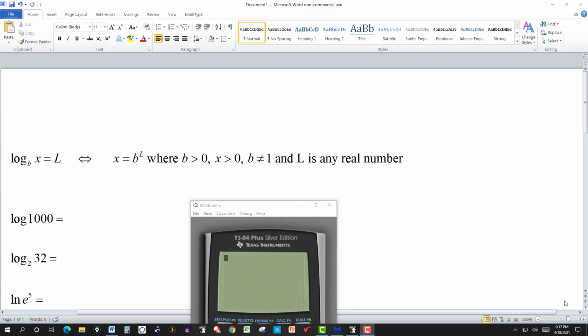In this video, I'm going to look at how you can compute the logarithm of a number several ways using some formulas, using the graphing calculator. In this case, I'm using the TI-84 Plus. So first, let's look at the definition of a logarithm.